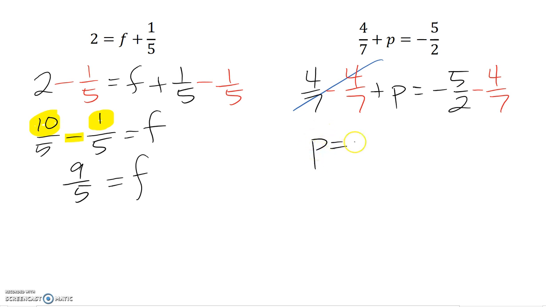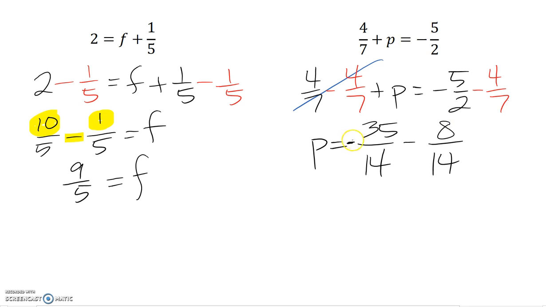So p equals, now here we have a denominator of 2 and a denominator of 7. The only common denominator, or the lowest common denominator I can think of is, of course, 14. So 2 times 7 is 14, 5 times 7 is 35. Now, it is a negative, so we have to make sure we continue this as a negative. And on the other side, we have minus, so we'll leave that. We'll change the denominator to 14. 7 times 2 is 14. So 4 times 2 is 8.